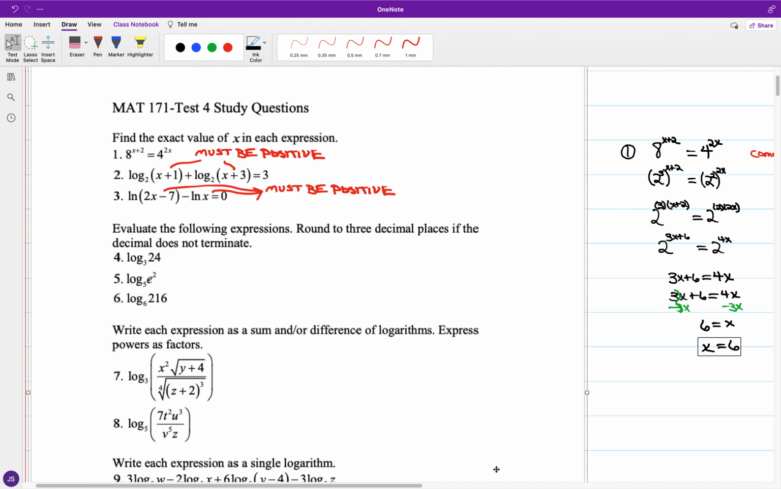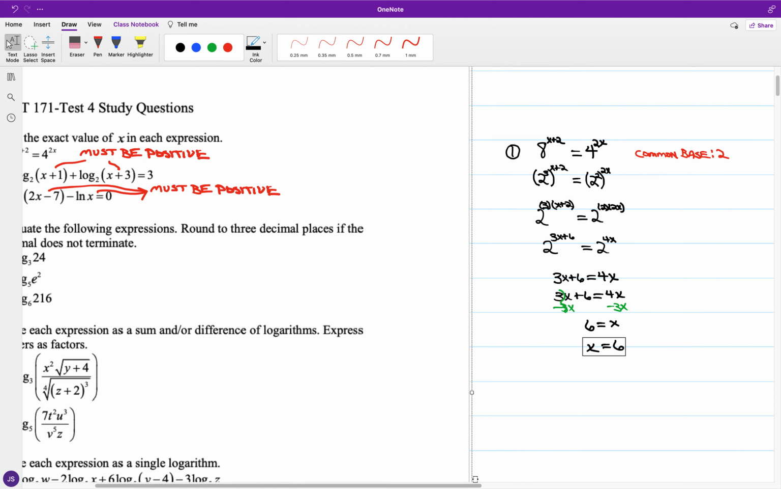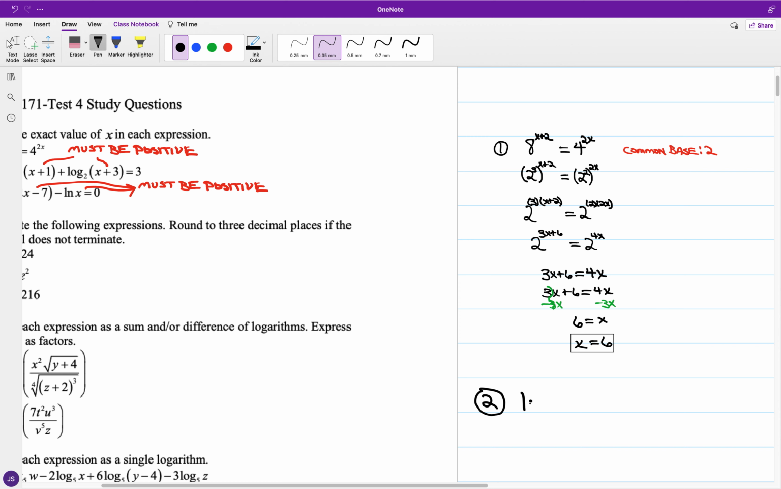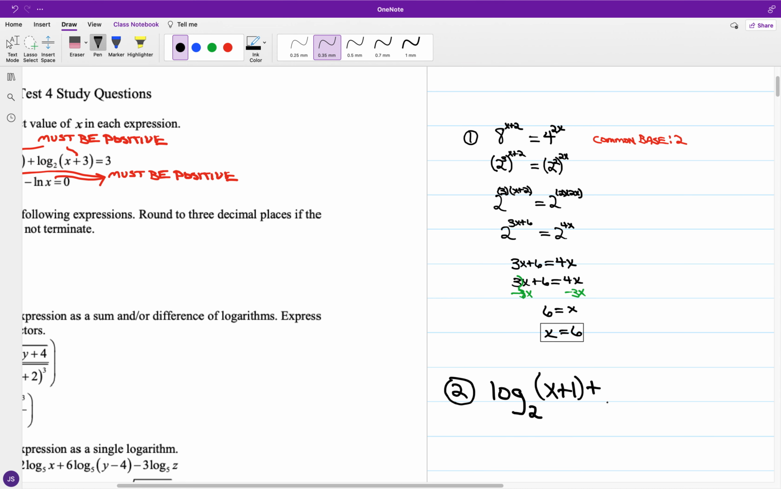Just setting things up beforehand, with number 2, again we had base 2 logarithmic terms. I had the base 2 logarithm of the quantity x plus 1 plus the base 2 logarithm of x plus 3 is equal to 3.